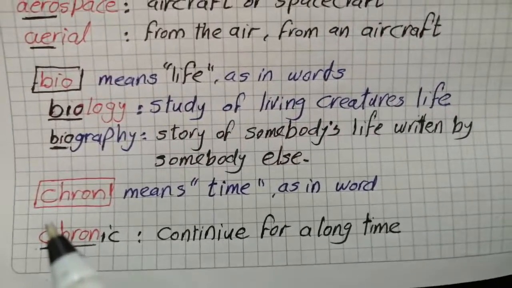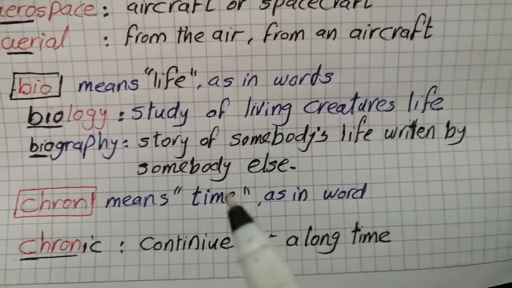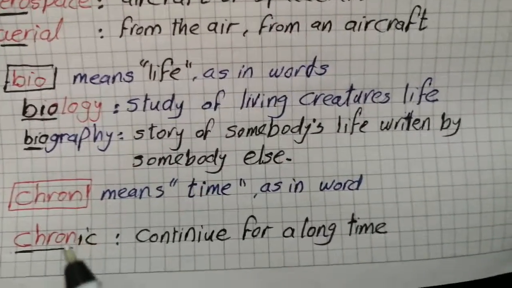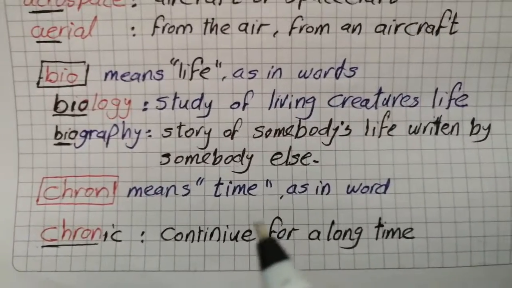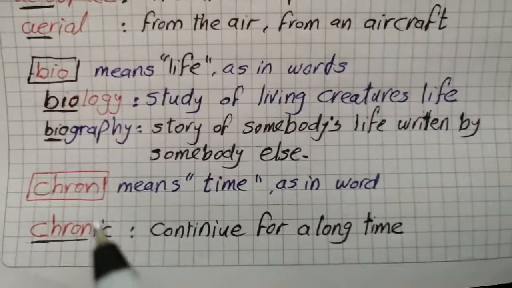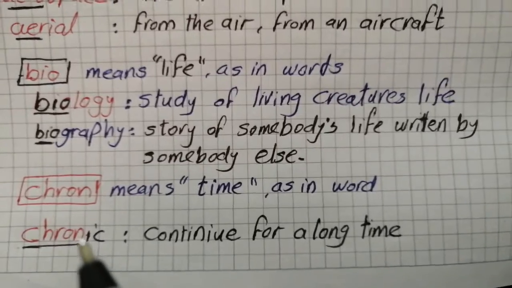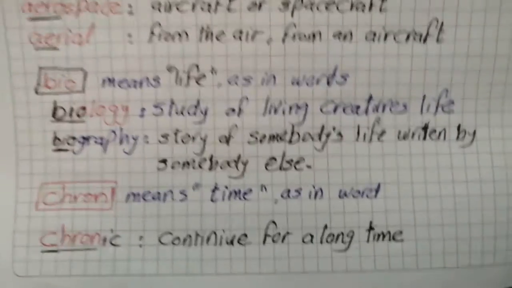The Greek root chron, which means time, as in the word chronic. Chronic means continuing for a long time, as some diseases are chronic. They last for a long period.